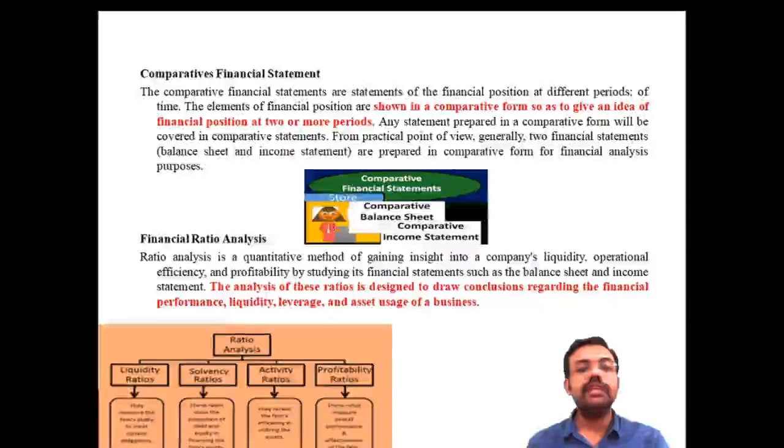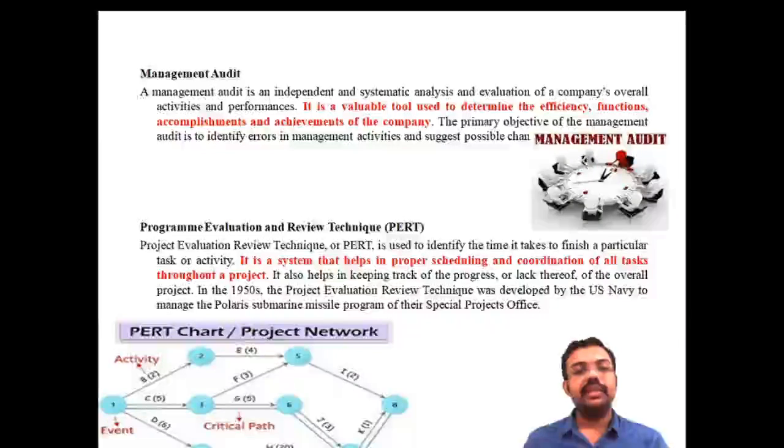One is the comparative financial statement, comparing the balance sheets and comparing the income statements. And financial ratios, that means liquidity ratio, solvency ratio, activity and profitability ratios. These are the important ratios used for judging performance. Okay, and these are the important elements relating to control techniques. One is the comparative financial statement, another is financial ratio analysis, and another is the management audit. What is an audit?